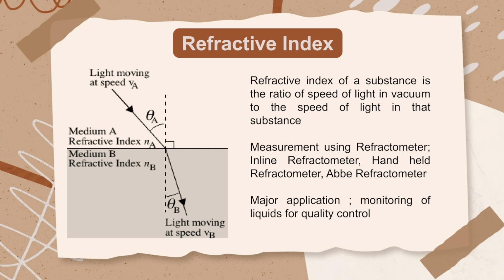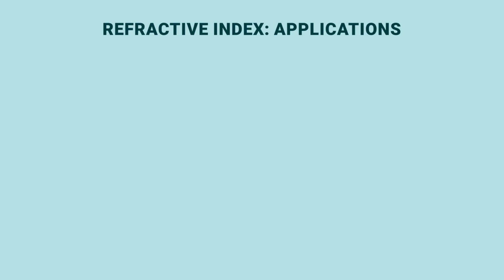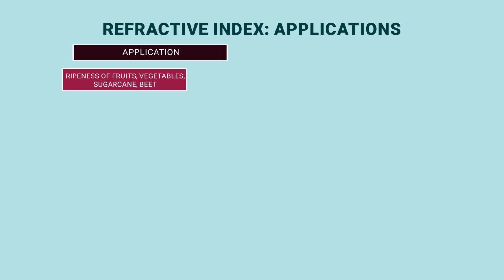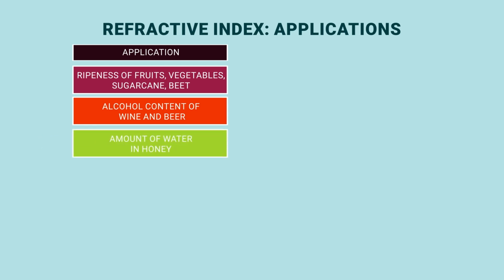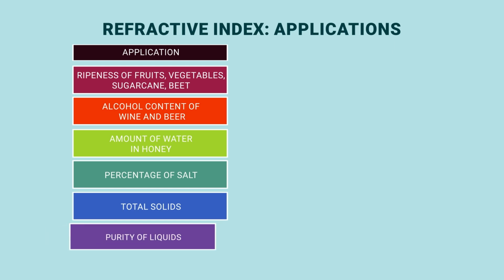I told you even moisture you can do it by refractive index. Refractive index applications are plenty. For example, ripeness of fruits, vegetables, sugarcane, beet. You can do it. Alcohol content in wine or beer, you can do it by refractive index. Amount of water present in honey. If somebody has put sugar syrup in honey, then you can do it by refractive index. Percentage of salt present in materials is possible by refractive index. Total solids present in the product, for example, coffee extract, chocolate, milk, baby food, you can do it by refractive index.